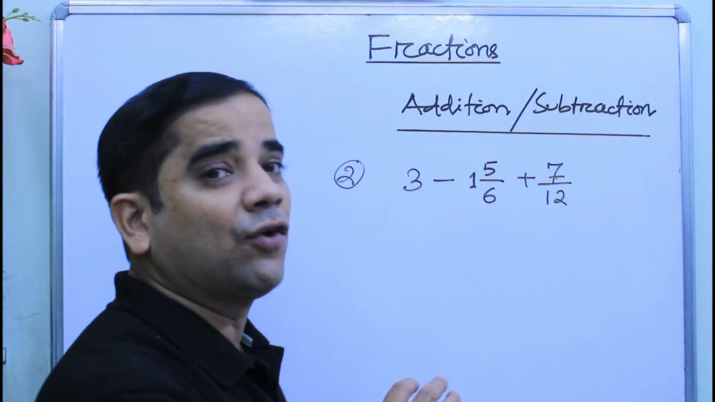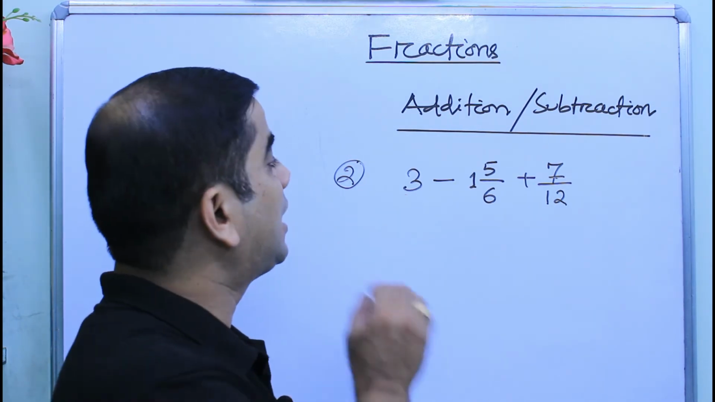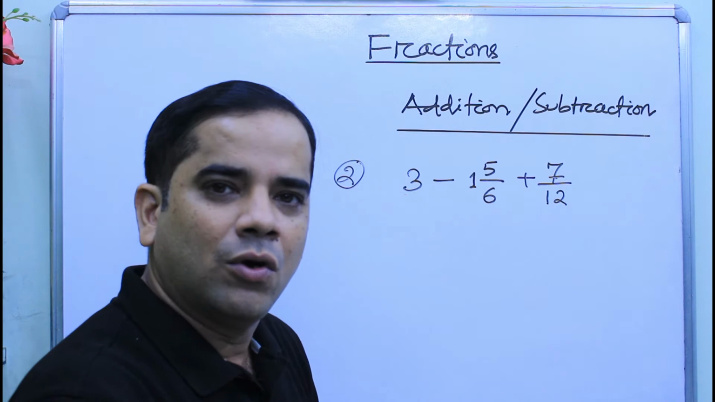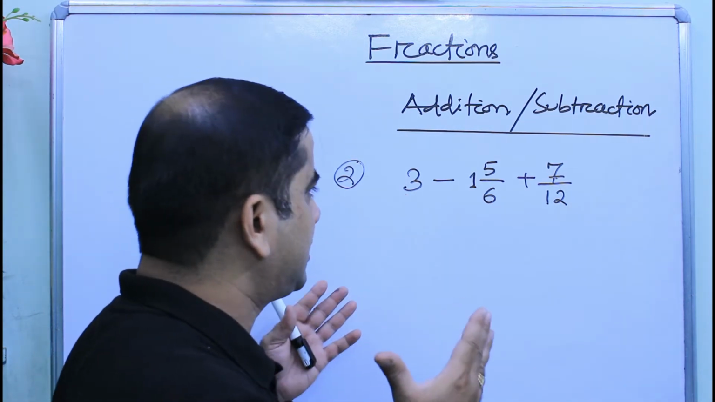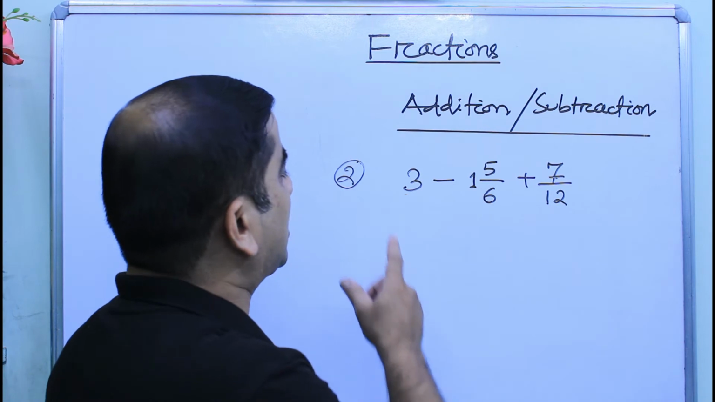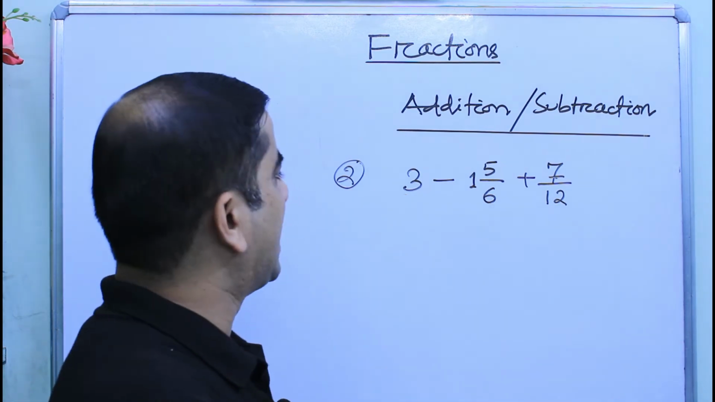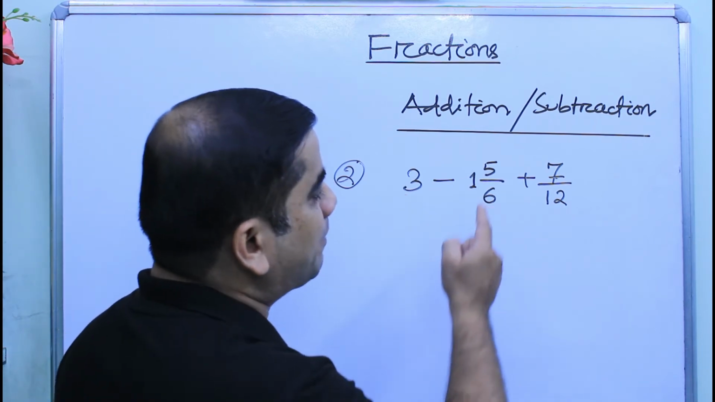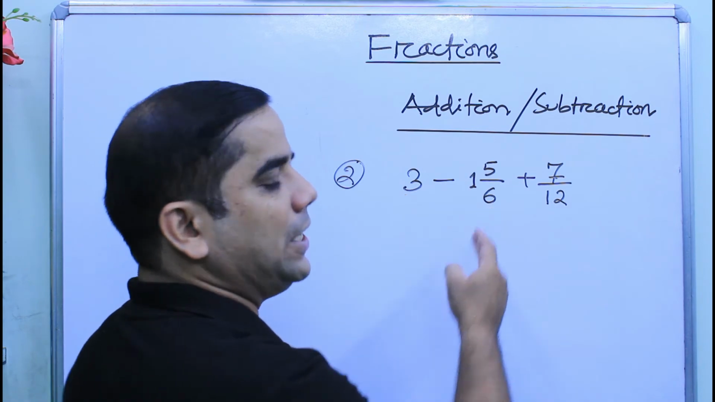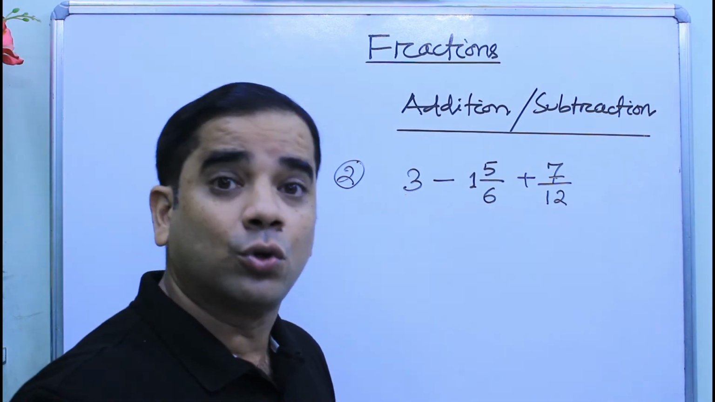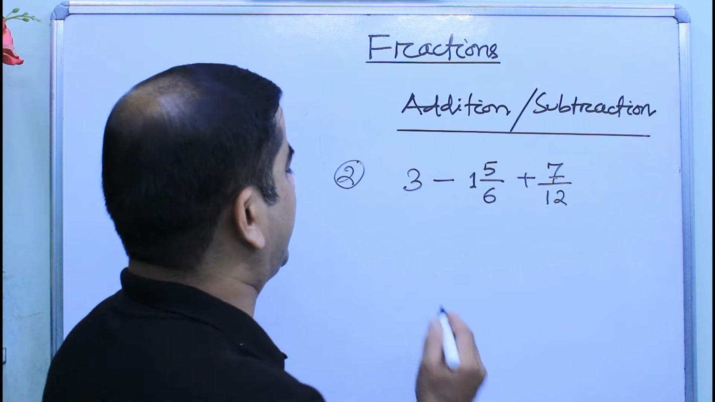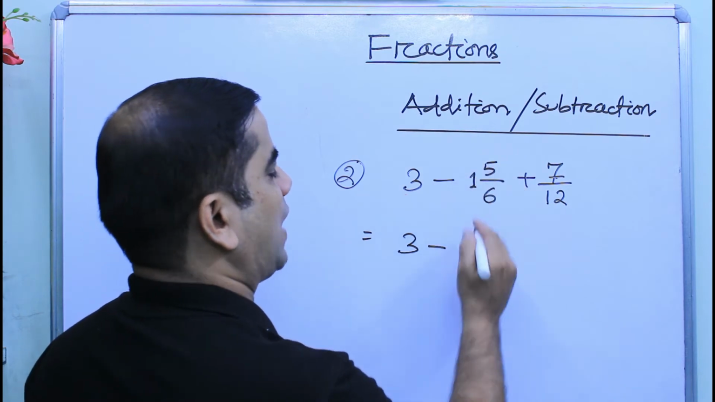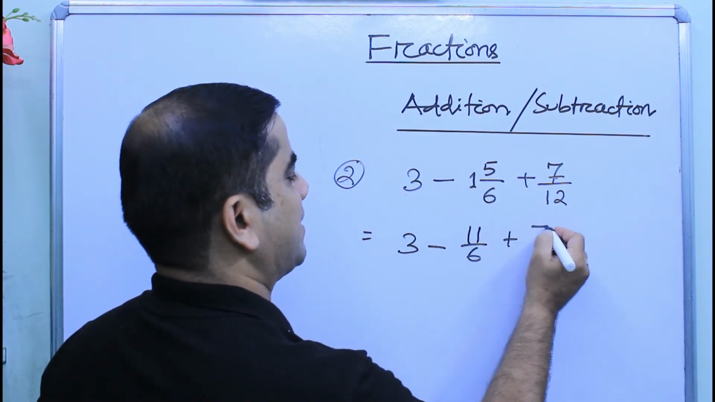Why? Because you need to find the LCM for the denominators. You might be thinking that, sir, there is no denominator. So what to do now? Most of the students think like that. So there is no denominator. No. Always the whole number, the integers, they have the denominator 1. Okay. What about this? This is the mixed fraction. We need to convert it into improper fraction. So how to start the solution? We need to write it down like this. 3 minus 6 1 is 6 plus 5 is 11 by 6 plus 7 by 12.